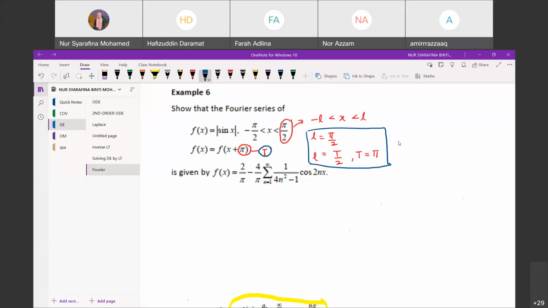Okay, so now you have your L and you have your T, and you want to construct this Fourier series. You need to identify the type of function here. Is it even or odd? As you can see, this is A naught, this is An, and Bn is 0, because the series is given. But how can we prove what type of function this is when Bn equals 0?